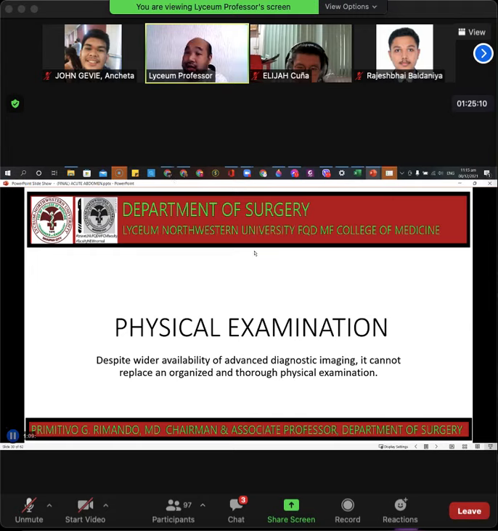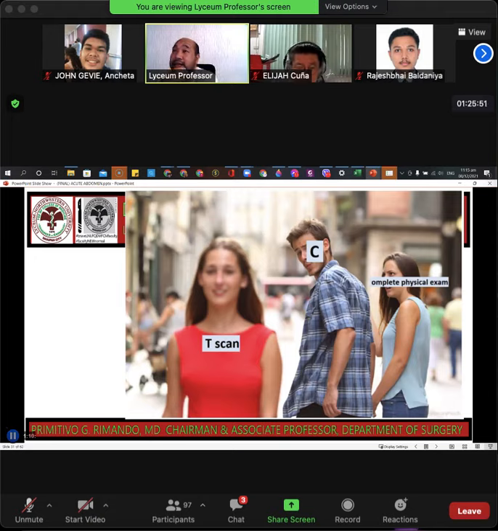After doing a very good and thorough history, of course, we go to the physical examination. Despite the wide availability of advanced diagnostic imaging, it cannot replace an organized and thorough physical examination. This is why your professors always emphasize that you have to present a very good physical exam, and not a good CT scan or a good MRI. This picture is a very good depiction of that. This couple is already stable. Why would you want to destroy this stability with a CT scan?